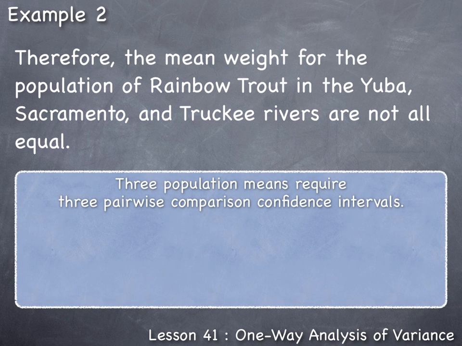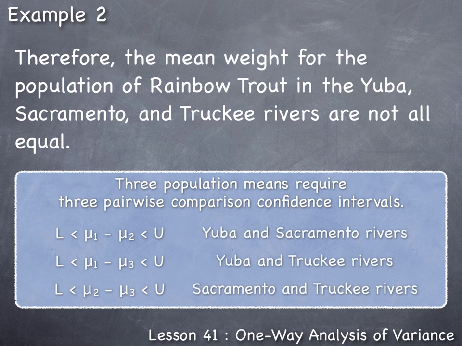The 3 population means require 3 pairwise comparison confidence intervals. One to compare the difference between mu1 and mu2, a second one to compare the difference between mu1 and mu3, and the third one to compare the difference between mu2 and mu3. In this case, these would be comparing the difference in the mean weight of the trout caught in the Yuba and the Sacramento rivers, the Yuba and the Truckee rivers, and the Sacramento and the Truckee rivers.